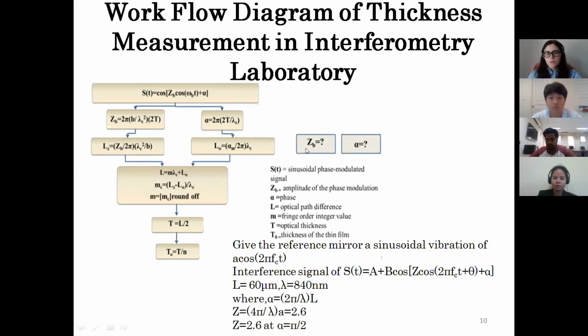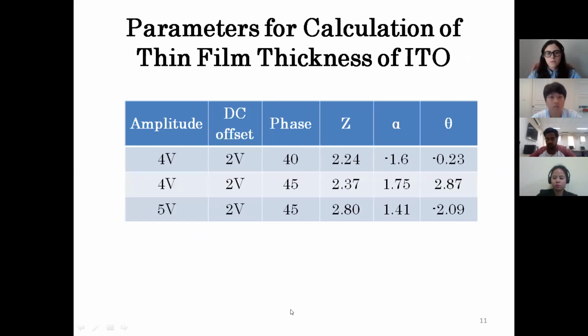When the reference mirror is attached to the PZT, we can get the equation. By using the theoretical values of Z and alpha, we can get the Z value around 2.6 at alpha equal to pi by 2. Therefore, we trust the experiment for Z around 2.6 and alpha around pi by 2, and we can get the amplitude voltage and DC offset voltage.